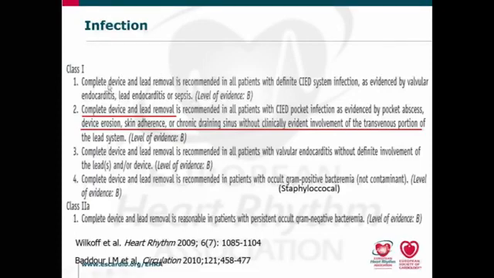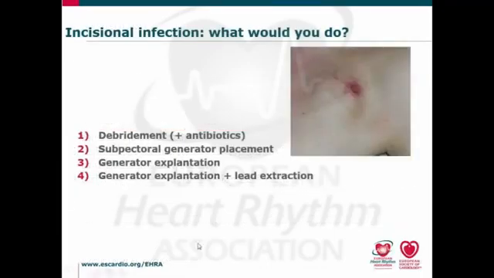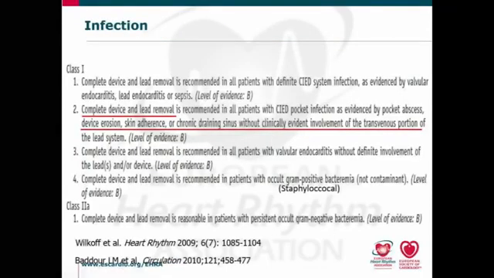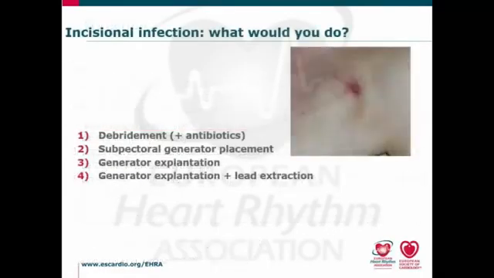Otherwise, the other indications, of course, if the patient has endocarditis, that's an obvious indication. It's also a Class 1 indication if the patient has persistent occult gram-positive bacteremia, usually staphylococcal. And it's a Class 2A indication if he has persistent occult gram-negative bacteremia, where you don't know where it's coming from, but it's probably coming from the device.